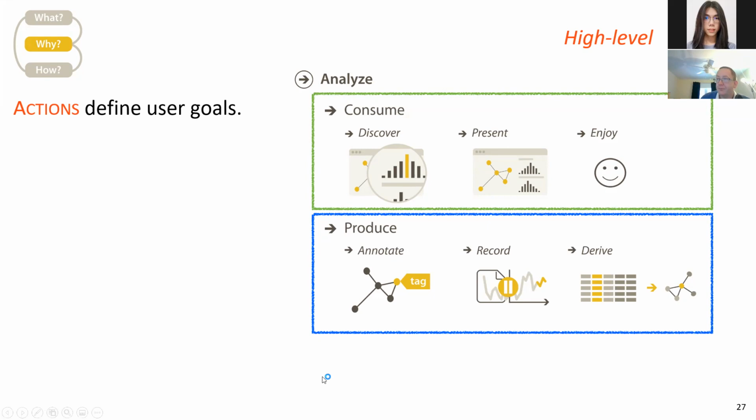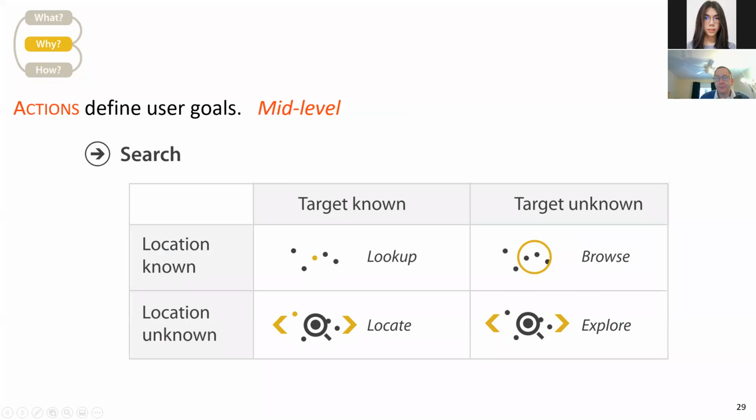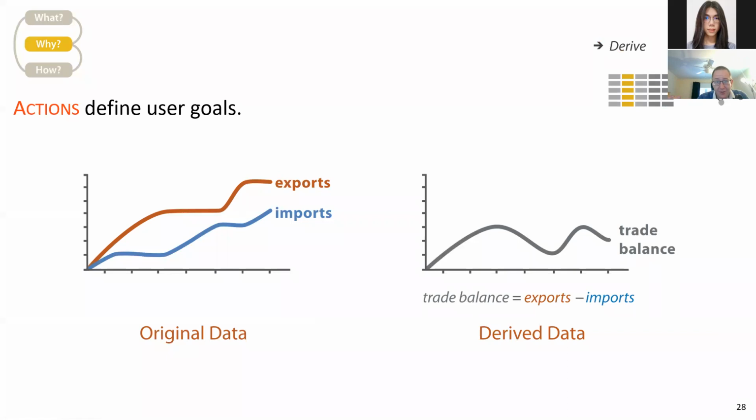So here would be an example of derive data. If this is my line graph, I have exports and imports, and what I really want is a trade balance. So I take my exports and my imports, and the exports minus the imports is my trade balance. That's a new bit of data. It comes from other data sets, but it's a new bit of data. And it would be me deriving new data. Hopefully that makes sense. So that is in itself an action to derive new data. It's a high-level action. It requires a whole bunch of other steps along the way.